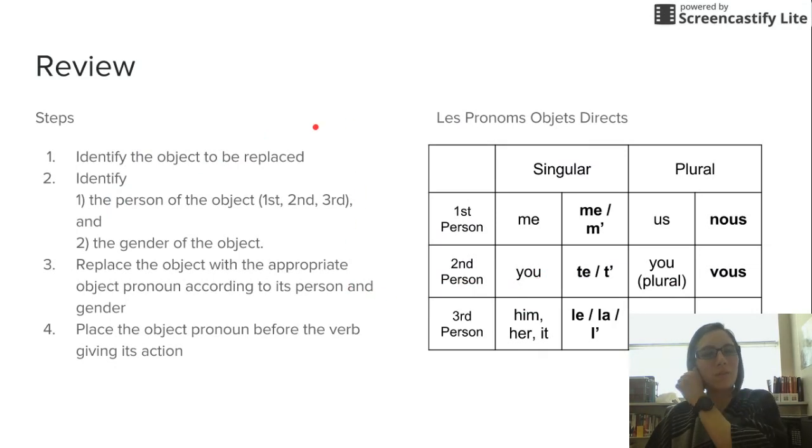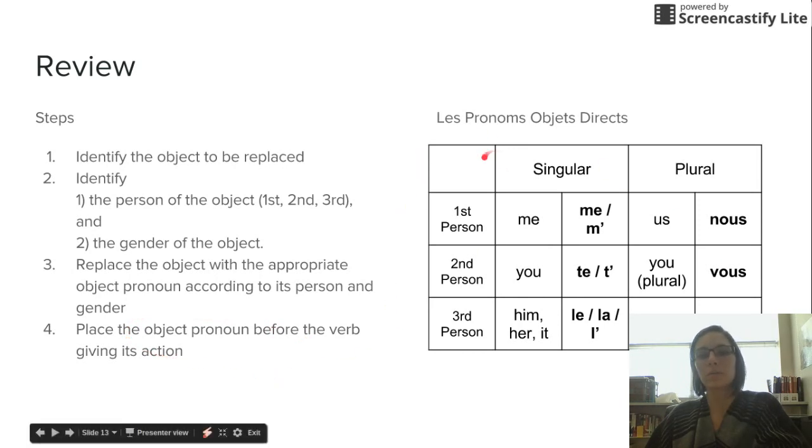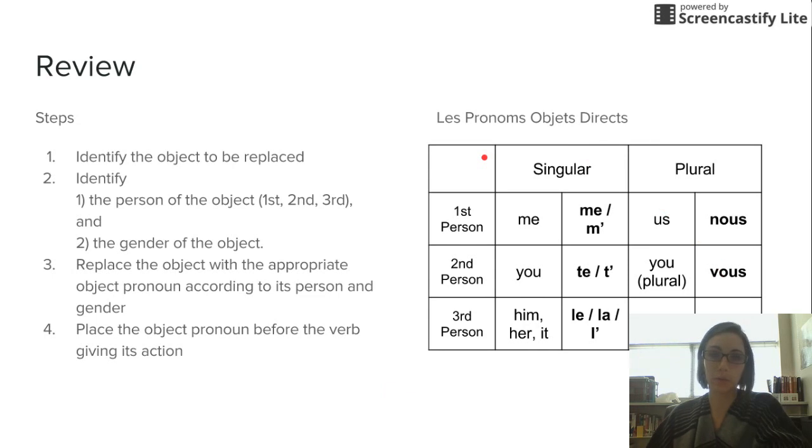All right, so just a review of all the information that we had on these last slides is the steps to replacing an object pronoun. First, we identify the object to be replaced. Next, we identify the person of the object and the gender of the object. Then we replace the object with the appropriate object pronoun according to its person and gender, and we also need to consider number, so whether it's singular or plural. And then we place the object pronoun before the verb giving its action. And then here are our direct object pronouns. Make sure you've got this copied down in your notes.